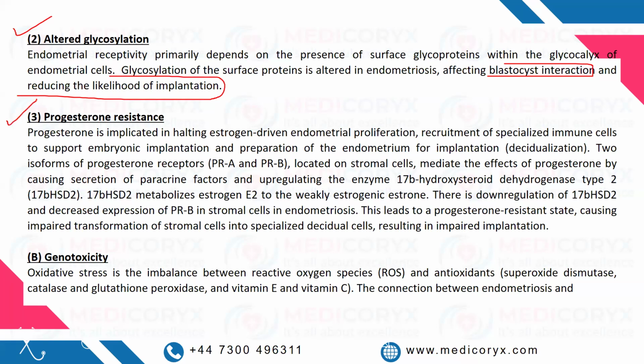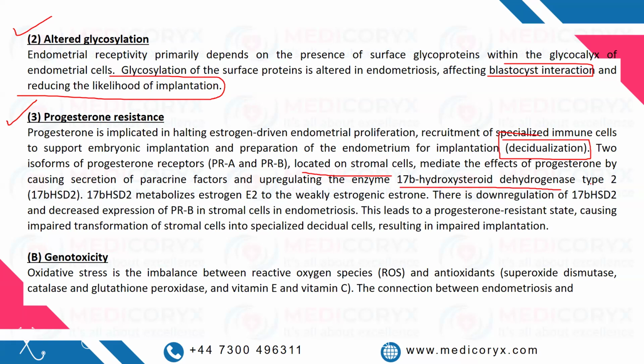Third, another important cause could be progesterone resistance. Progesterone is implicated in halting estrogen-driven endometrial proliferation, which recruits the specialized immune cells to support embryonic implantation and preparation of the endometrium for implantation. What we call decidualization, right? There are two isoforms of the progesterone receptor, PRA and PRB, located on stromal cells, which mediate the effects of progesterone by causing secretion of paracrine factors and upregulating the enzyme 17-beta hydroxysteroid dehydrogenase type 2.